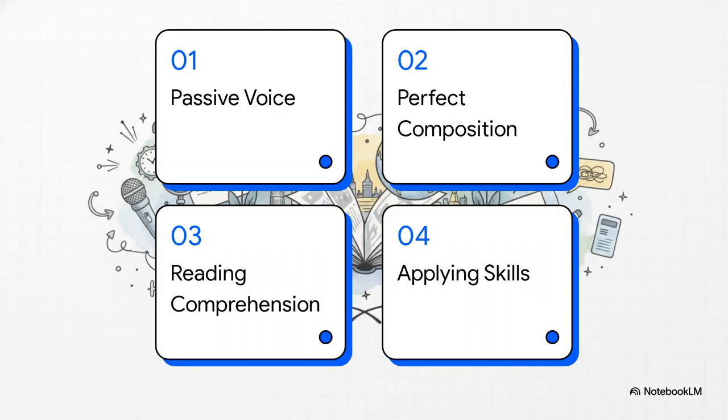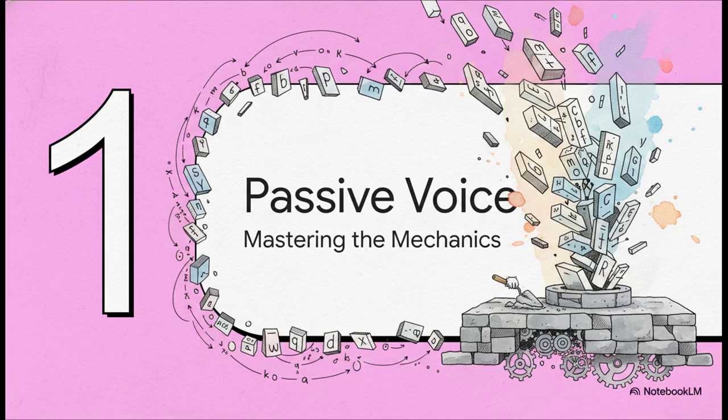Here's our quick roadmap for today. We are breaking this whole exam thing down into 4 totally conquerable buckets. First, we'll master the passive voice. Second, we'll look at crafting the perfect composition. Third, cracking reading comprehension. And finally, applying your new skills in real time. All right, let's kick things off with Section 1, Mastering the Passive Voice.